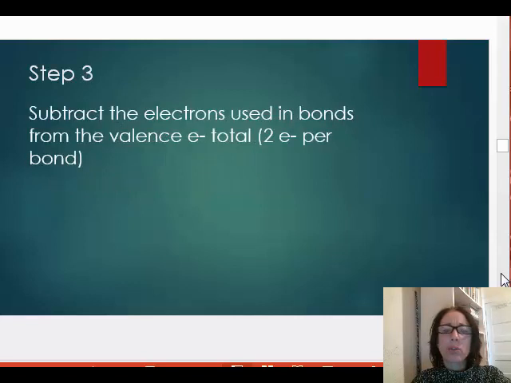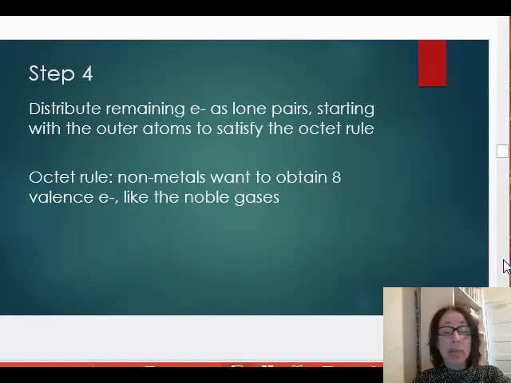Each line that is drawn represents two shared electrons between two atoms. Thus, we have to subtract these shared electrons from our original valence electron total, which was calculated in step 1. That is step 3. If there are any electrons that remain after step 3, we must distribute these as lone pairs to satisfy the octet rule. We always start with the outer atoms first.